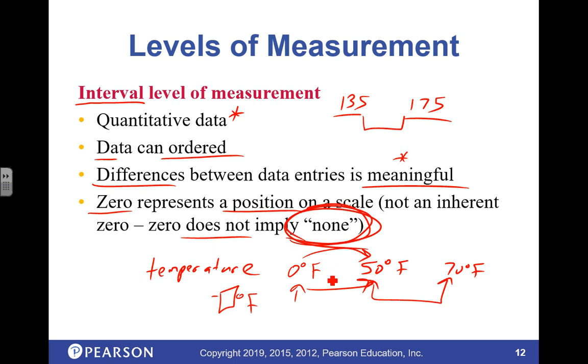The differences are important, but when you get to 0, that doesn't mean there's no heat or there's nothing in existence for that value. It's just a reference point. The Celsius scale is based around the freezing and boiling temperatures of water. 0 degrees is where water freezes. 100 degrees is where water boils. So these are just reference points.